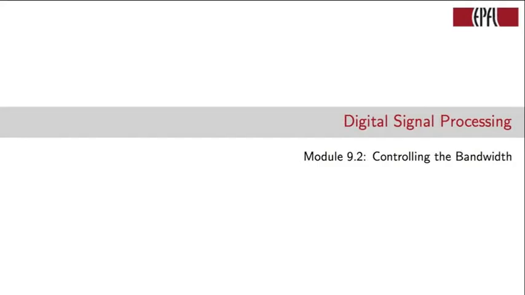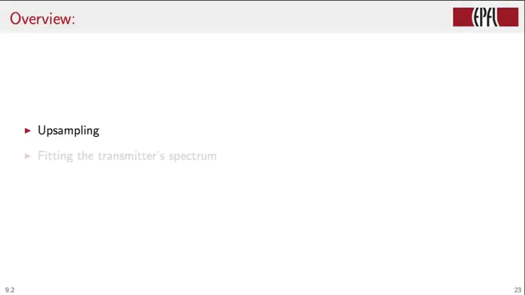We are talking about digital communication systems, and in this module we will talk about how to fulfill the bandwidth constraint. The way we're going to do this is by introducing an operation called upsampling, and we will see how upsampling will allow us to fit the spectrum generated by the transmitter onto the band allowed for by the channel.